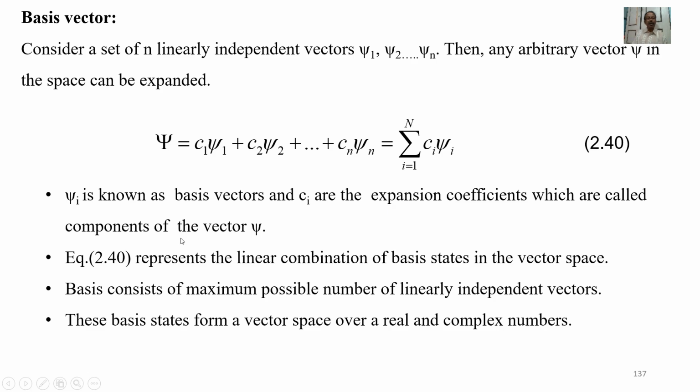Equation 2.40 represents the linear combination of basis vectors, just like the superposition of two states in the vector space. Basis consists of a maximum possible number of linearly independent vectors. These basis states form a vector space over real and complex numbers.